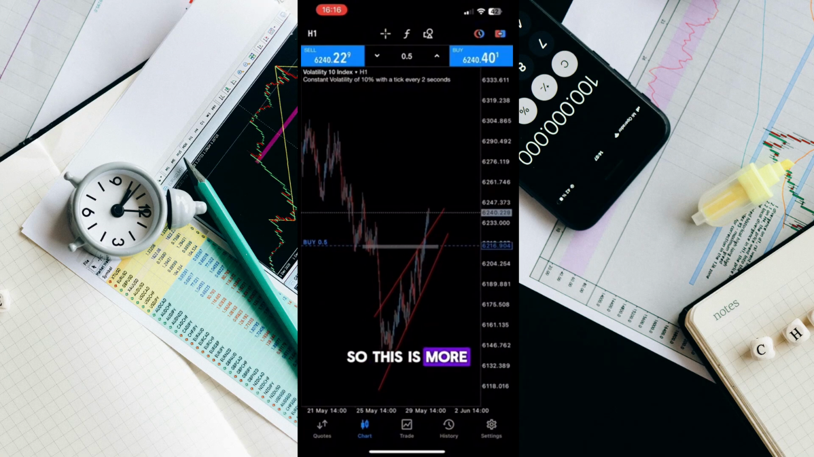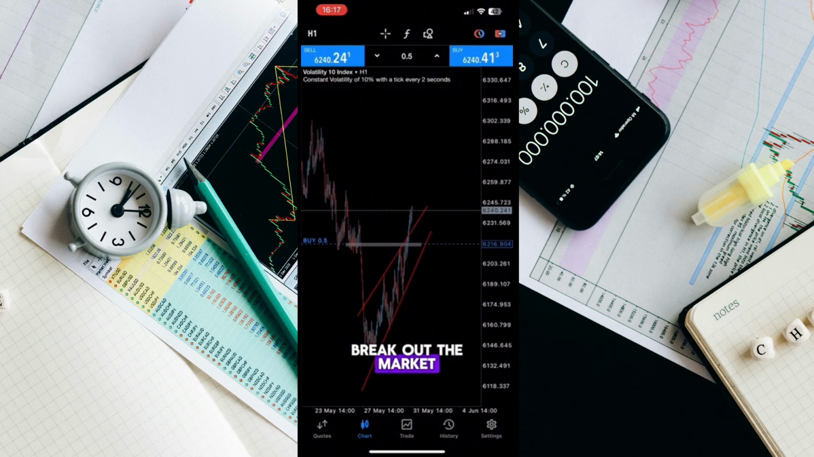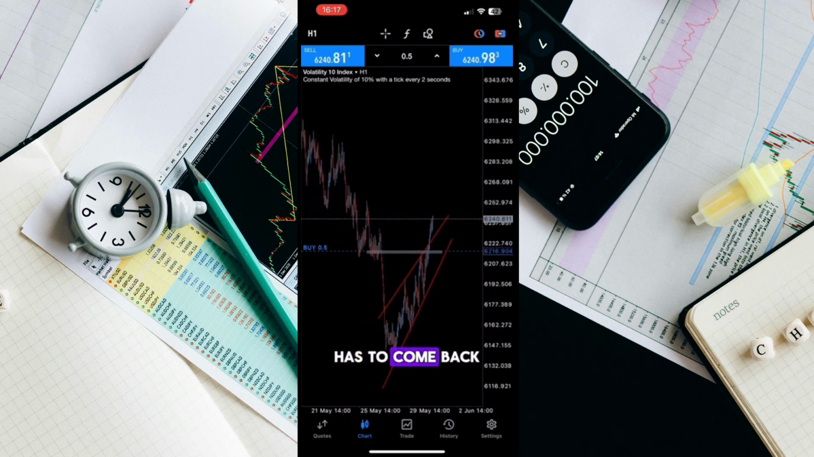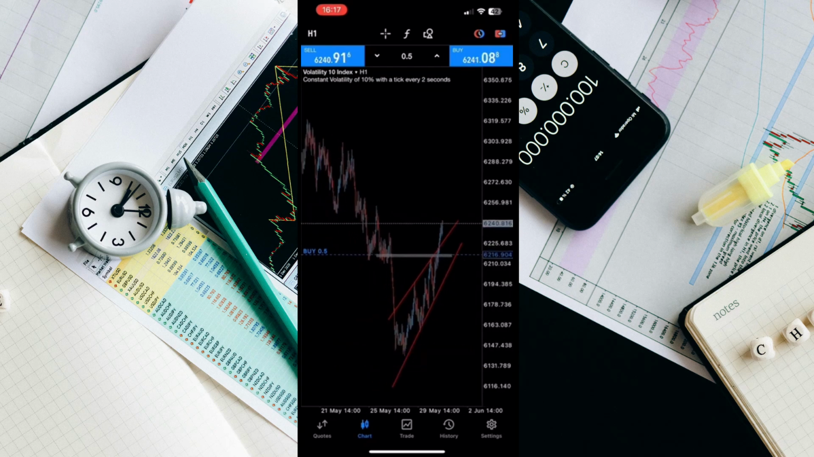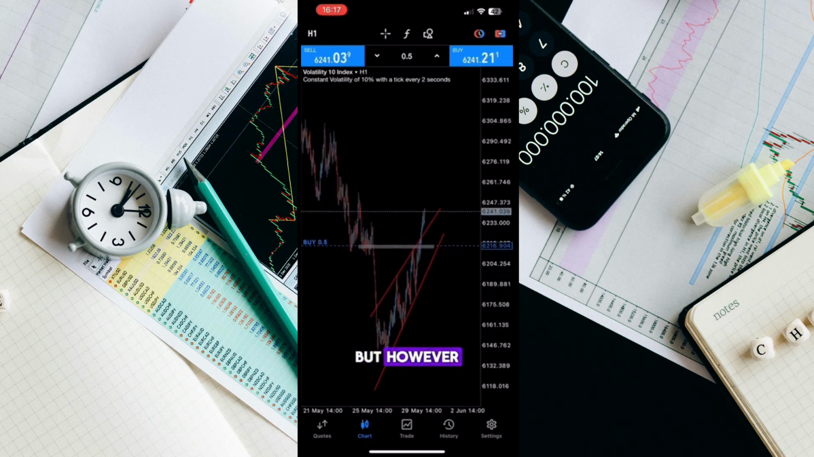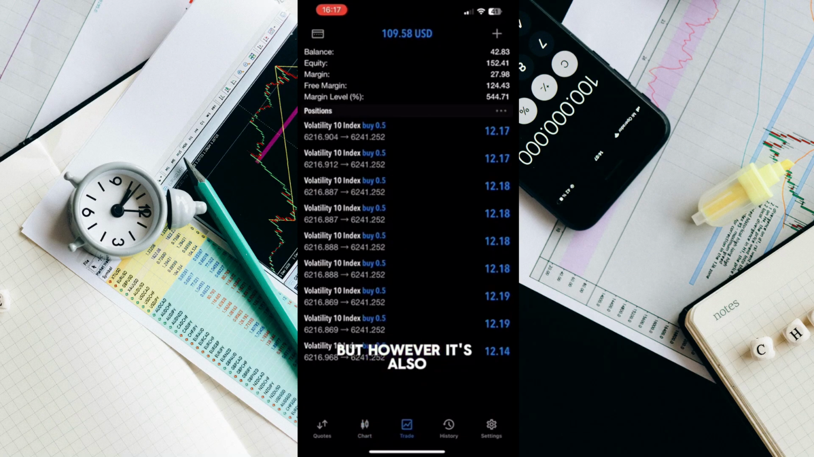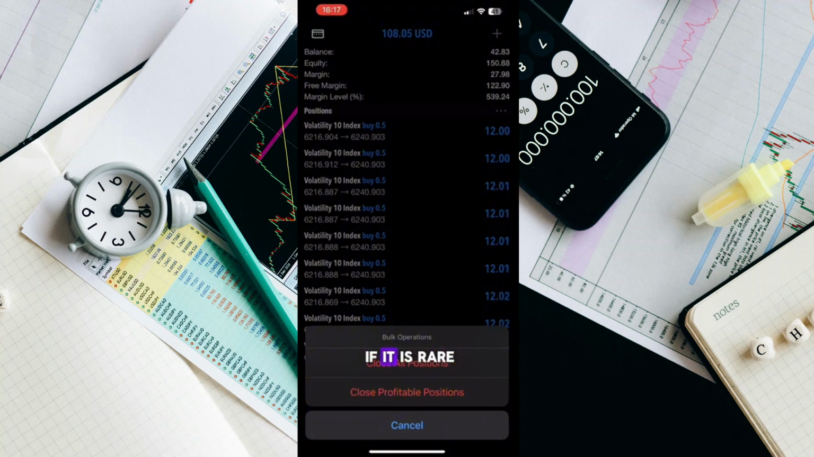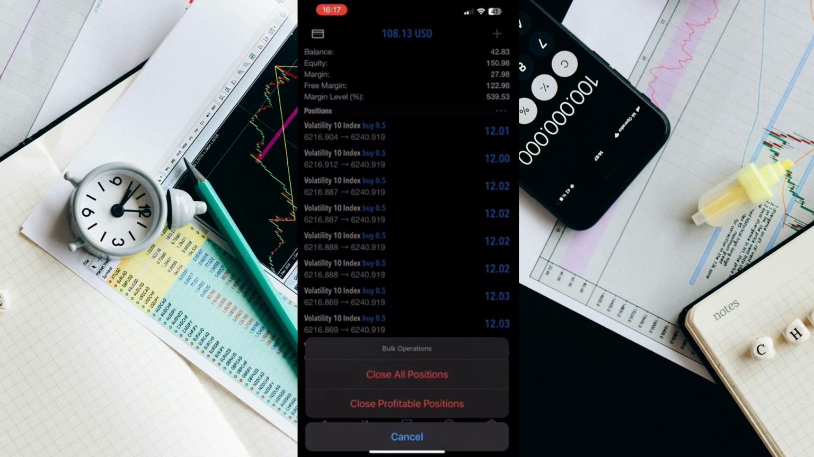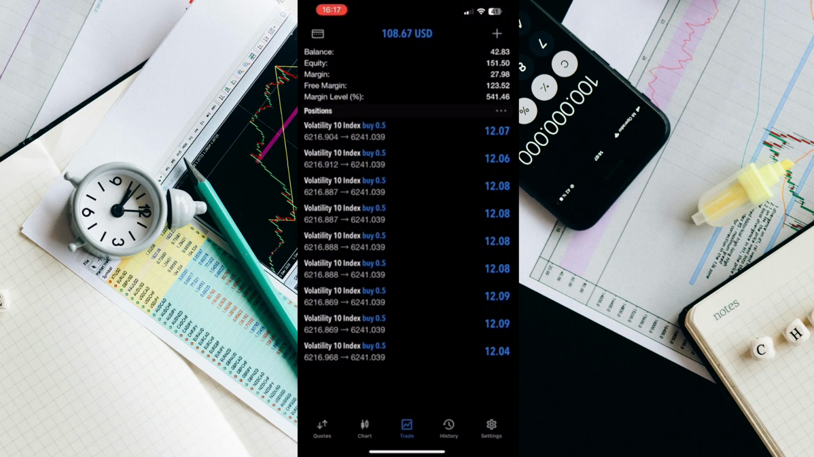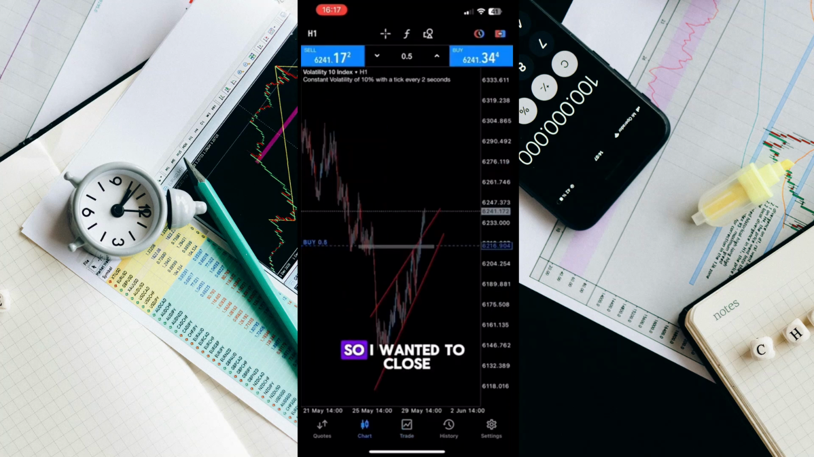This is more like a temporary breakout. The market has to come back into the trade, but it is still a long way from coming back into the trend. Usually the market breaks to the downside, but it's also possible for the market to break to the upside, even if it is rare. I wanted to close, but I will just continue holding.